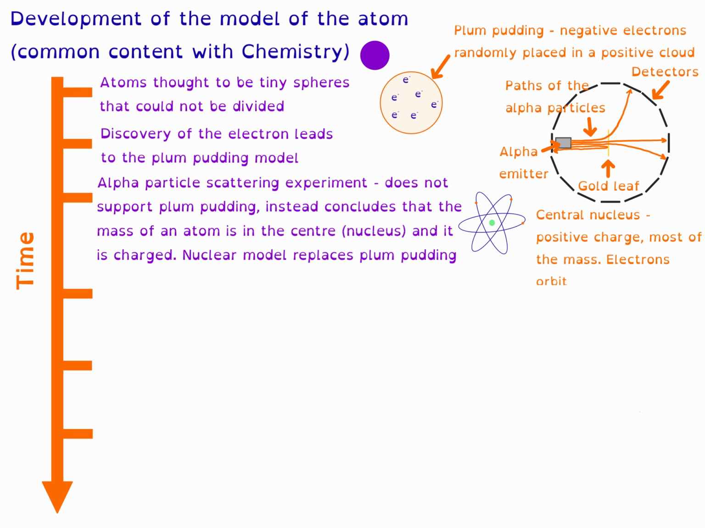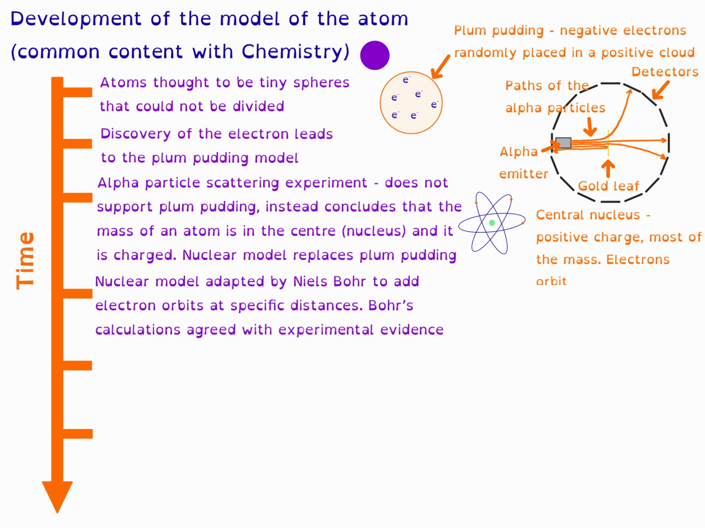This is where we had a central nucleus and it's charged positively, and this is what was causing large deflections of the alpha particles, which were not expected if the plum pudding model were in fact true. The nuclear model was then adapted by Niels Bohr in 1913. He added electron orbits at specific distances. Bohr's calculations agreed with the experimental evidence, and that's where he had this idea.